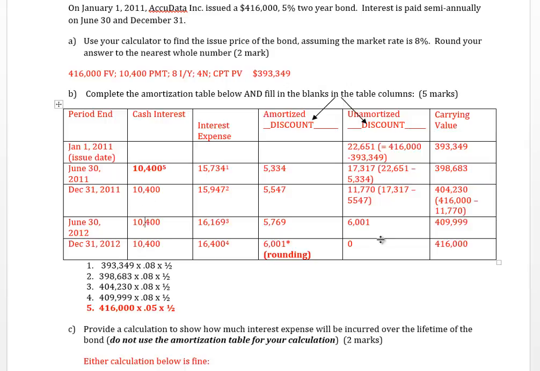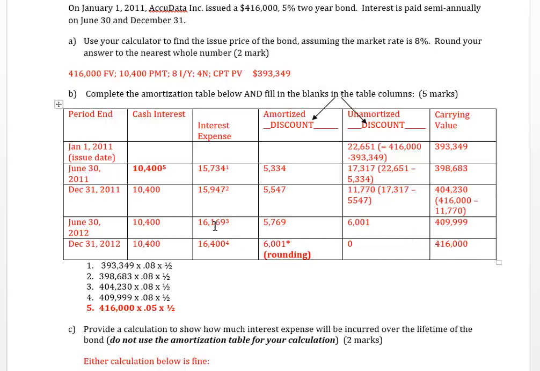Now we can go through to the next 6-month period that ends June the 30th. Again, we would make a payment on that date and calculate our interest expense as the carrying value of the bond, which is 404,230, times 8% market times a half because it's a semi-annual bond, and we would get 16,193. Again, a number bigger than the previous amount of interest expense booked because the carrying value upon which we're calculating the interest expense is increasing.